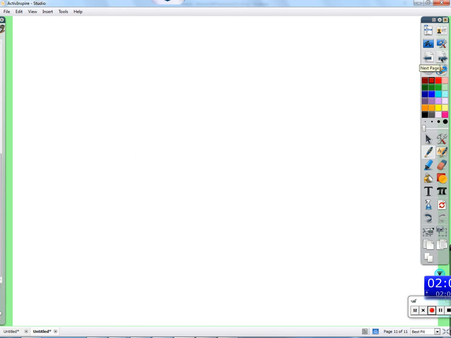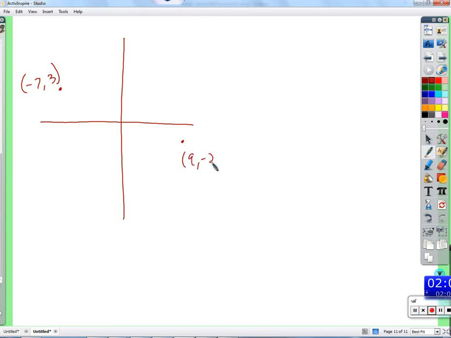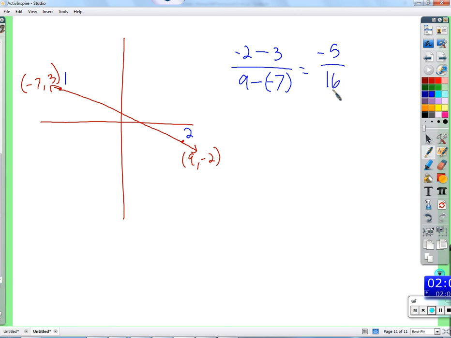Let's give this a try. Let's find the slope of the line that goes through those 2 points. Okay, so let's say that I am the kind of person who calls this point 2 and this point 1. So I'm going to get this y minus that y over this x minus, what's the other x? Negative 7. Minus negative 7. So I get negative 5 over 16.